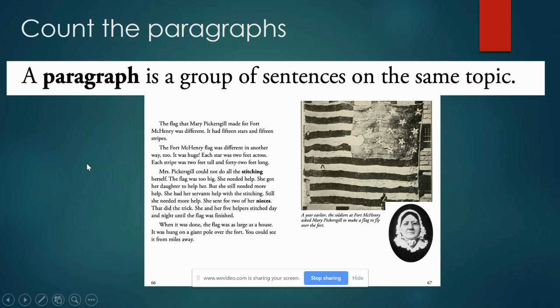You can show me on your fingers the number of paragraphs on this page. Let's count them together. 1, 2, 3, 4. There are 4 paragraphs on this page because we see 4 indented spaces.